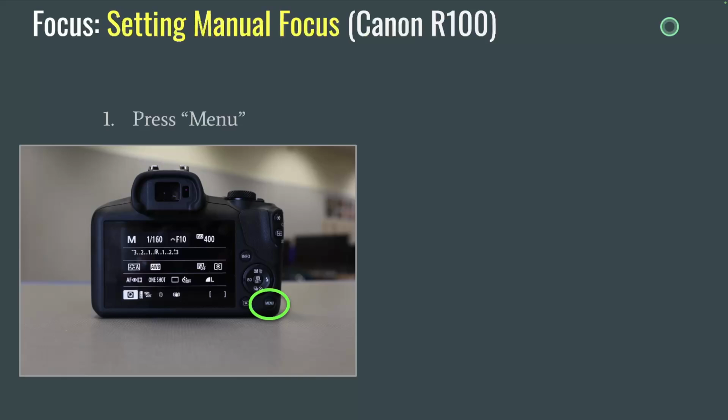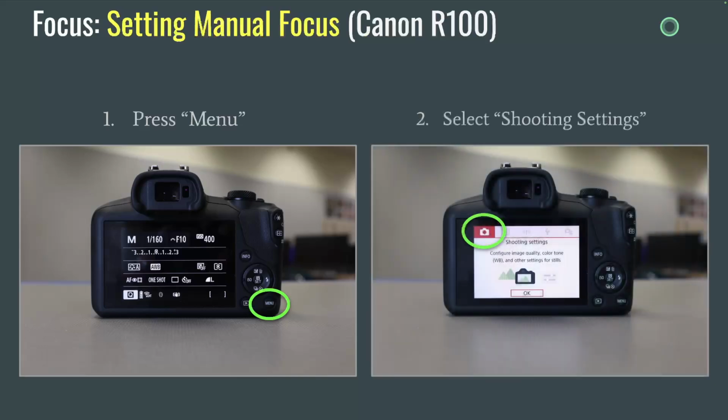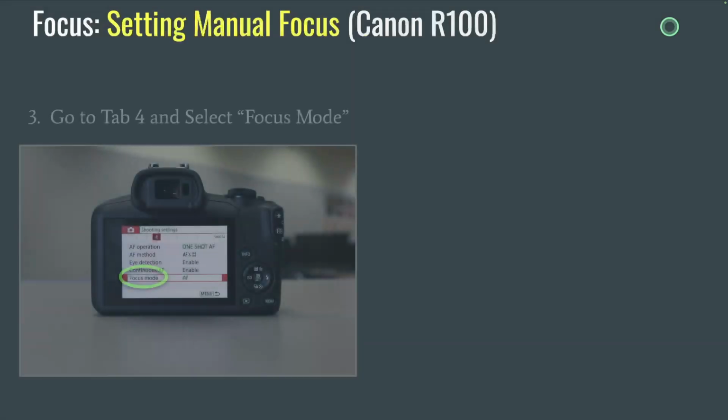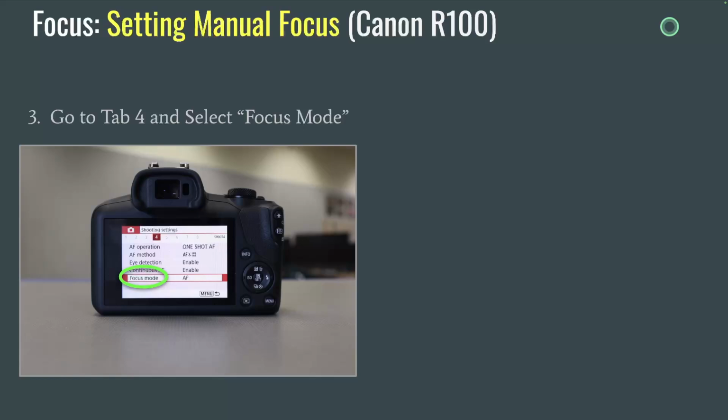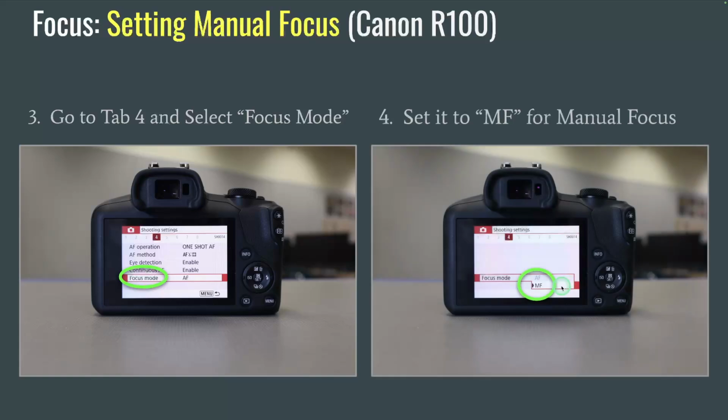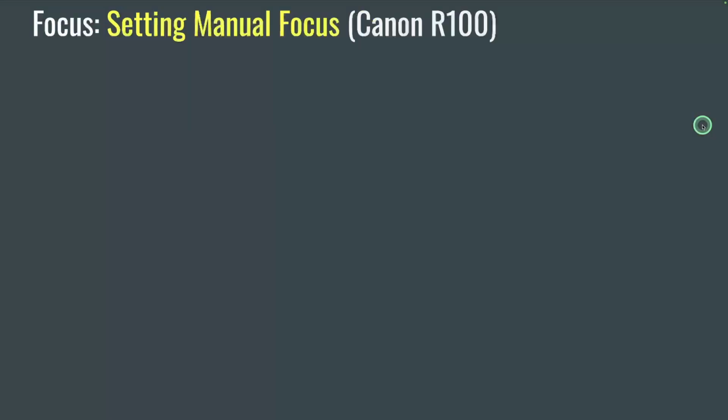So to get to the manual focus, you're going to hit the menu button on the R100, then look for the shooting settings tab, which is the red camera tab. Select that one, and then as you scroll through, you'll look for tab number 4. So you'll see 1, 2, 3, 4, find number 4, and then scroll down to focus mode, and you'll switch it from AF to MF. So AF is autofocus, MF is manual focus. This is where you start controlling the focus.